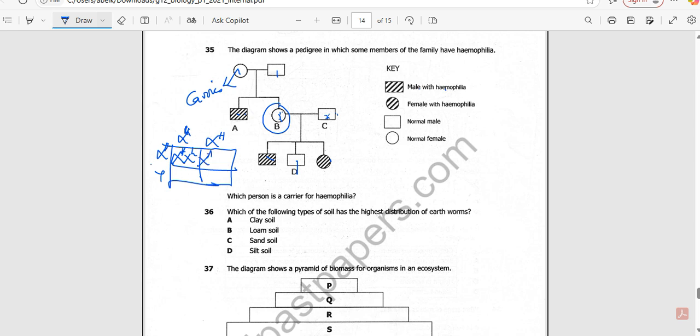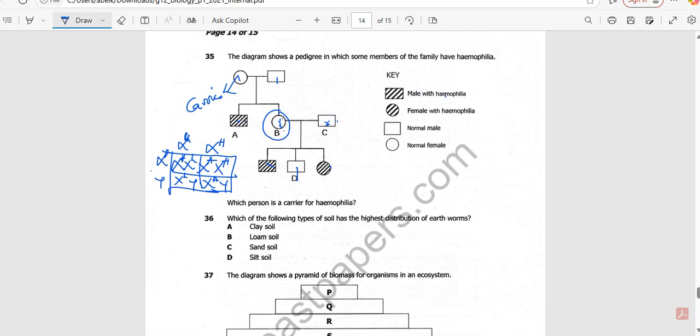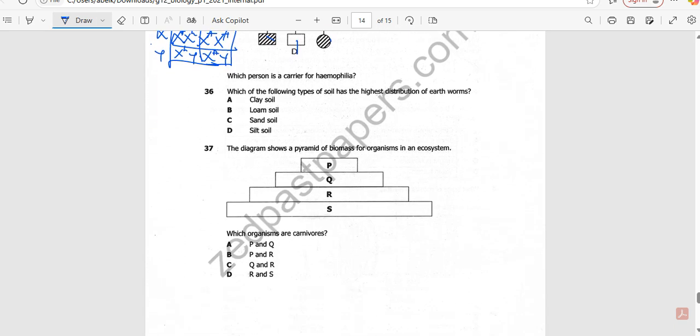Then this a normal female. Then hemophilic male, normal male. So no wonder this one becomes a carrier. So the answer is B. Which person is a carrier for hemophilia? Yes, the answer is B.